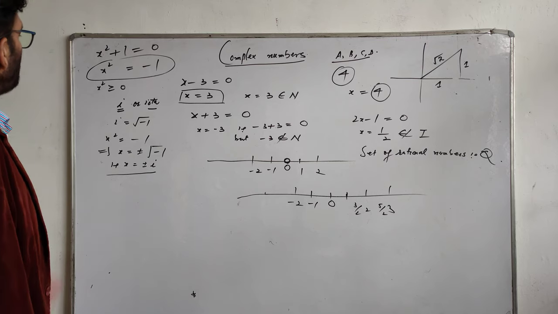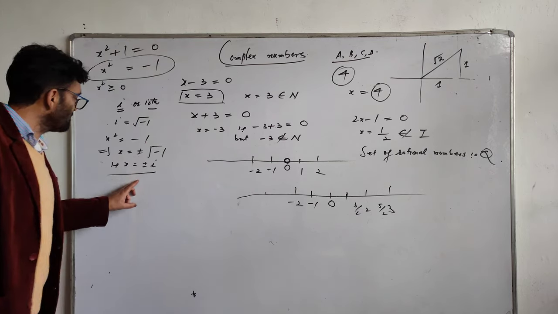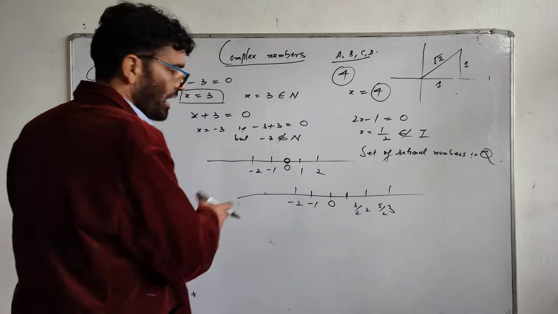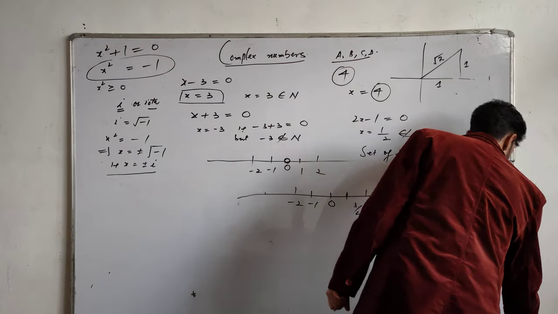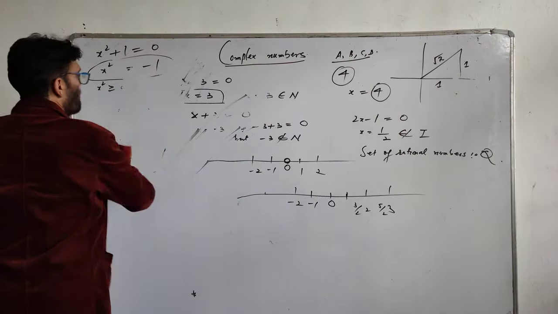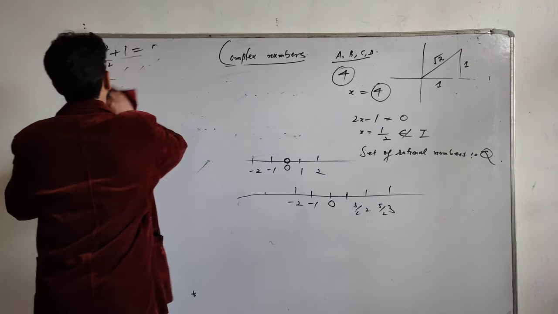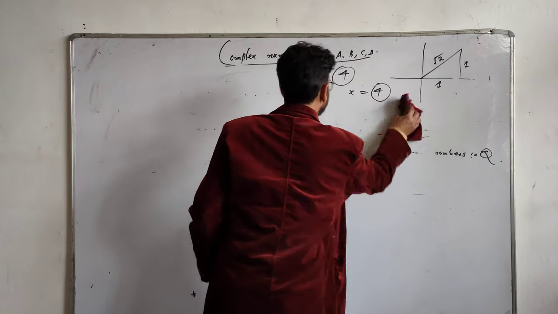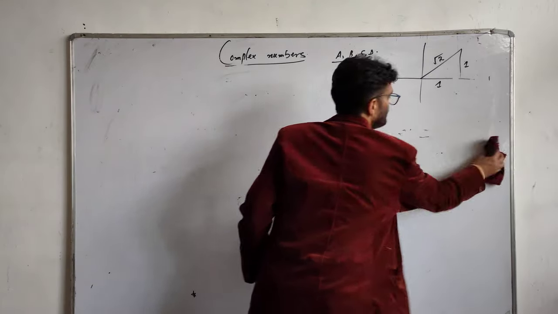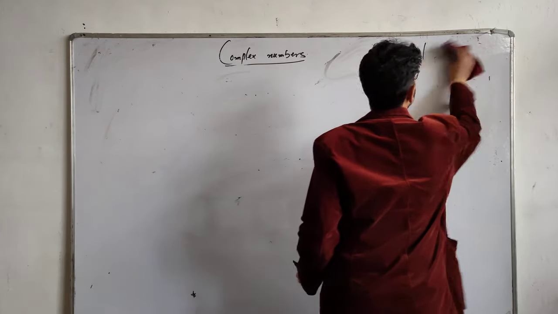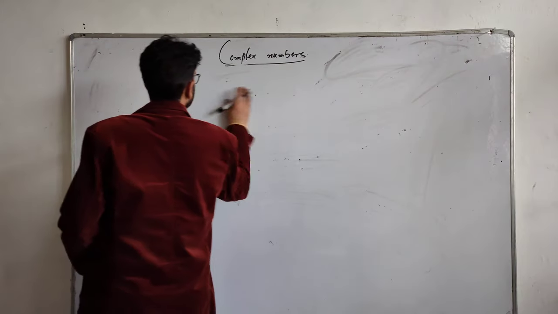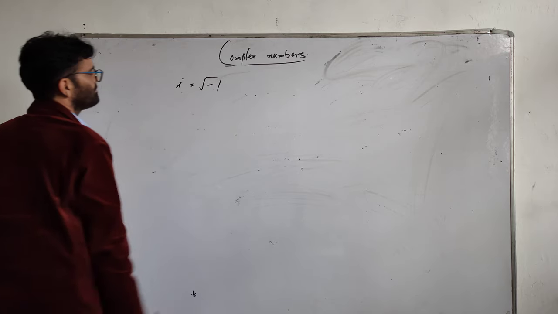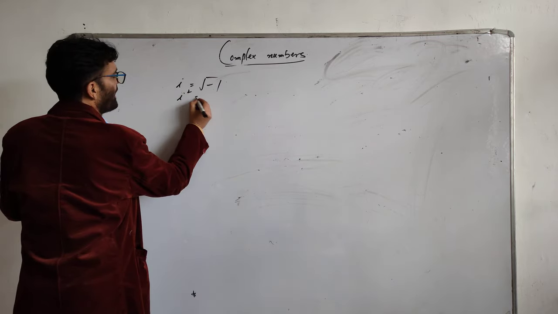Now, one thing should be kept in view. The new symbol was introduced as iota. Let us first see what the properties of this iota, or simply i, are. Iota is under root of minus 1. Then iota square is equal to minus 1.